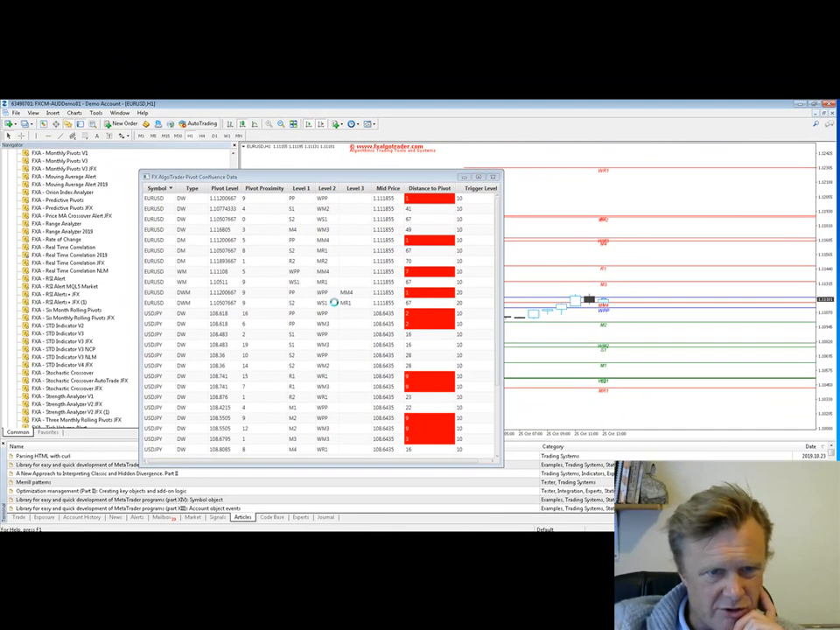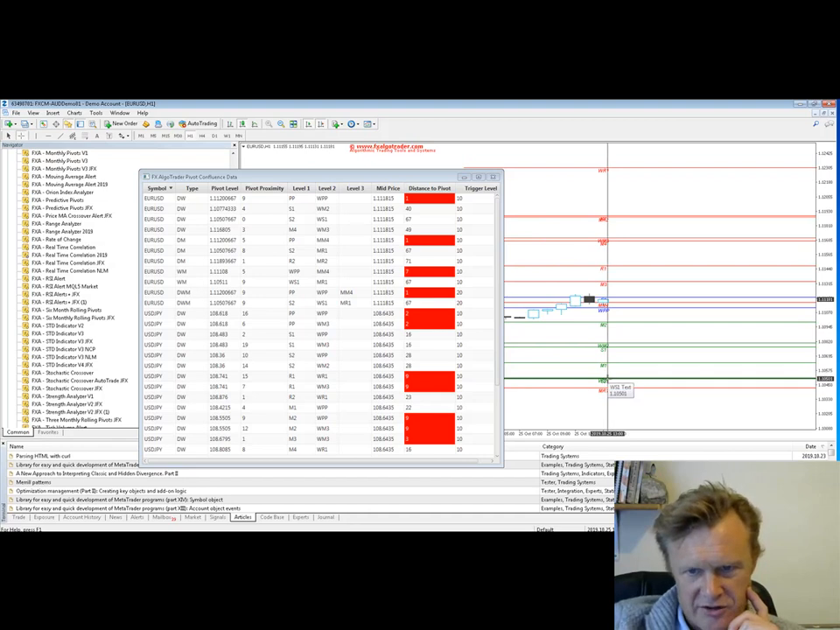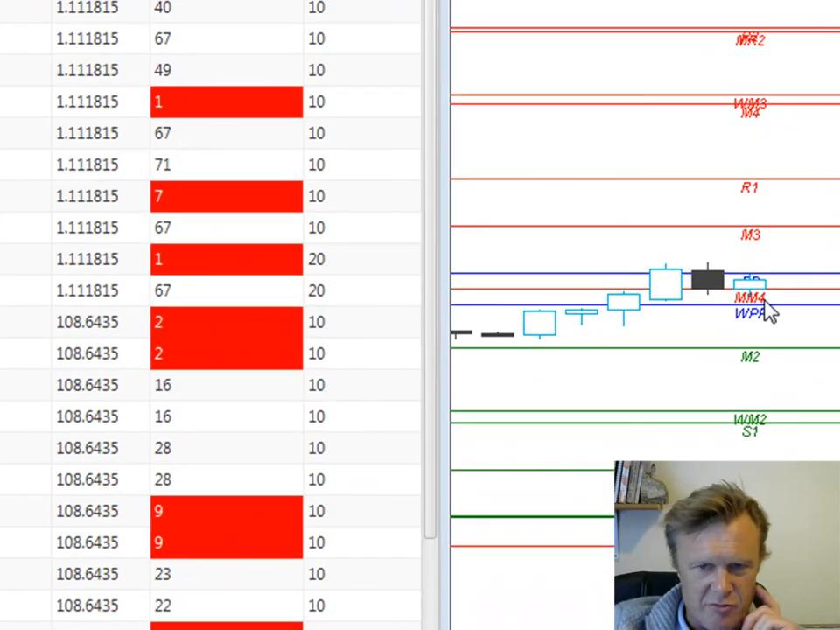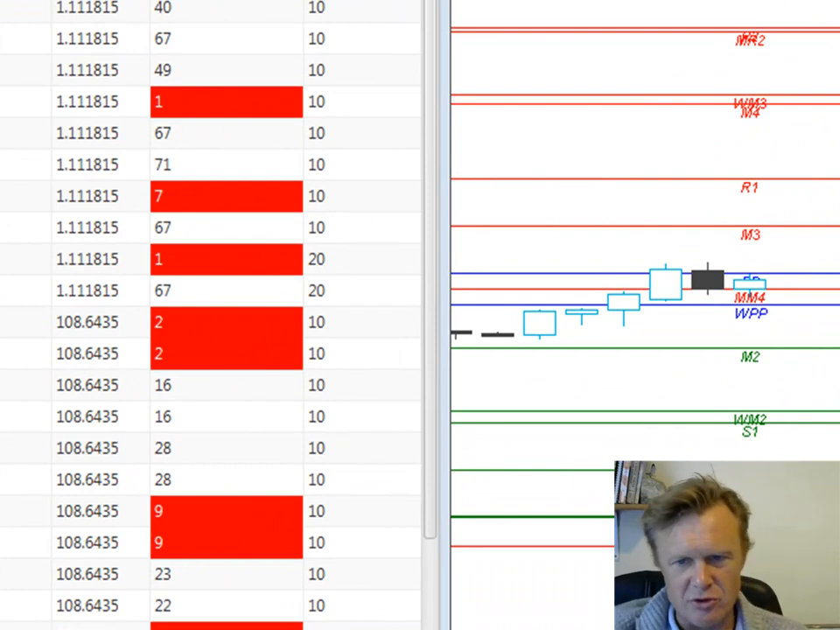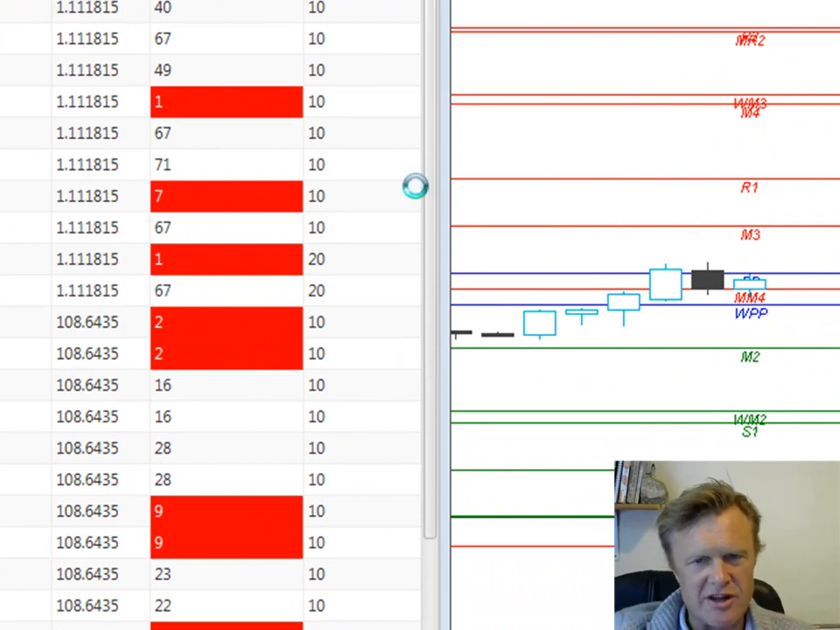So S2, WS1, MR1, yes, MR1, WS1 and S2 here within 9 pips of each other, and the current price action is 67 pips away from that. So if you measure that roughly speaking, you can see we've got about a 67 pip differential between that triple level down here and where price currently is.